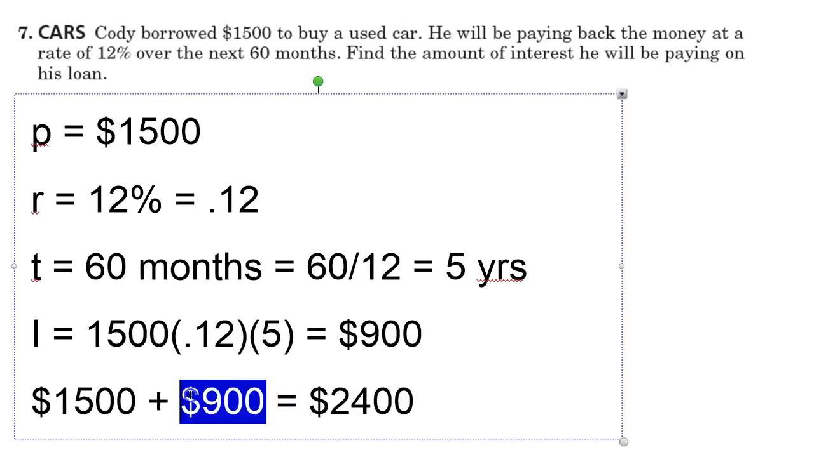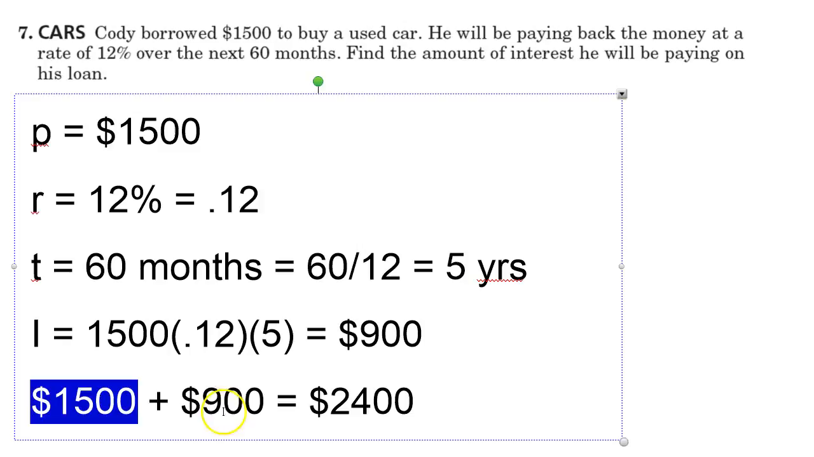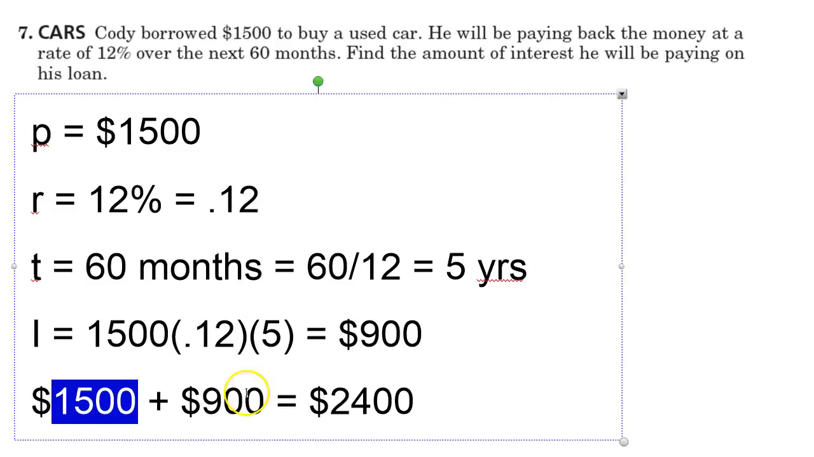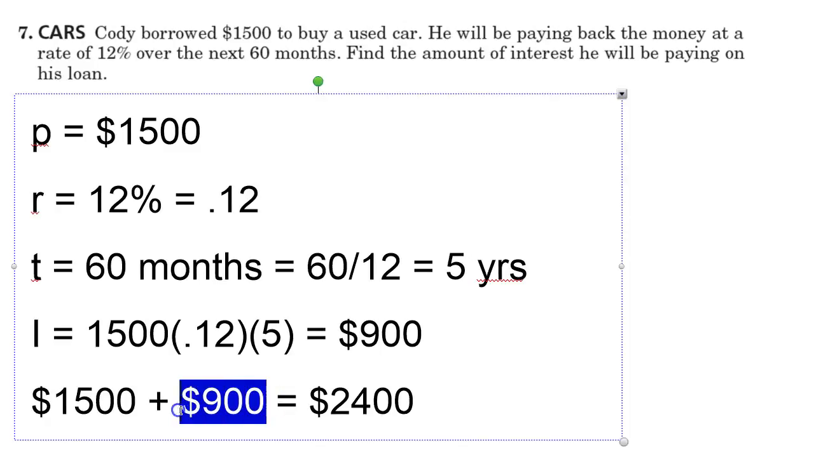So again, you ask, like, how does a bank make money? Well, that's how the bank makes money. It loans you $1,500. It charges you interest, getting back $900 in this case. So it made its $1,500 back. It earned $900 on you. That's how it makes its money. And then if you have an account there, the bank shares some of that $900 with you.